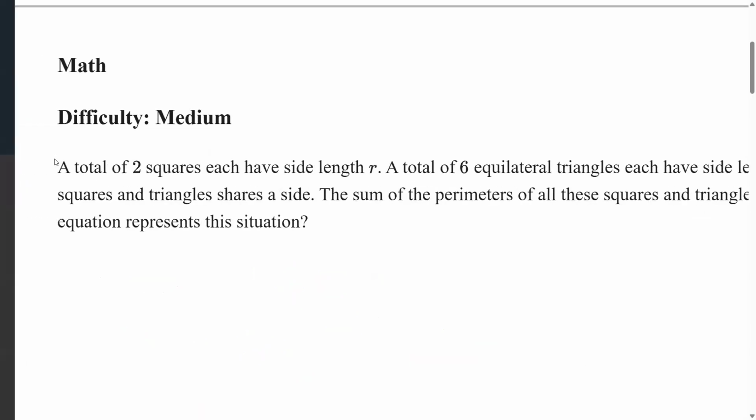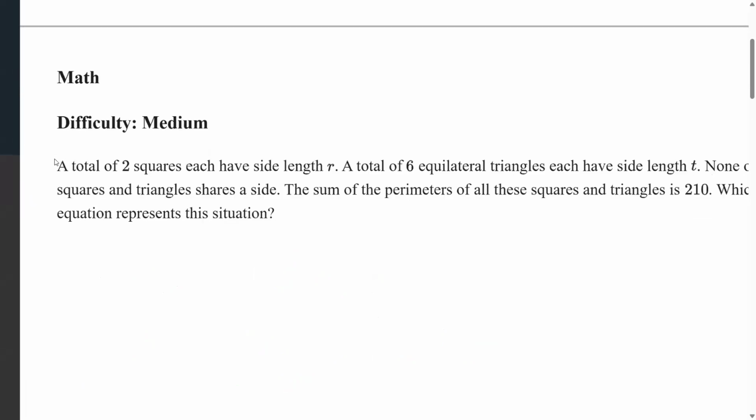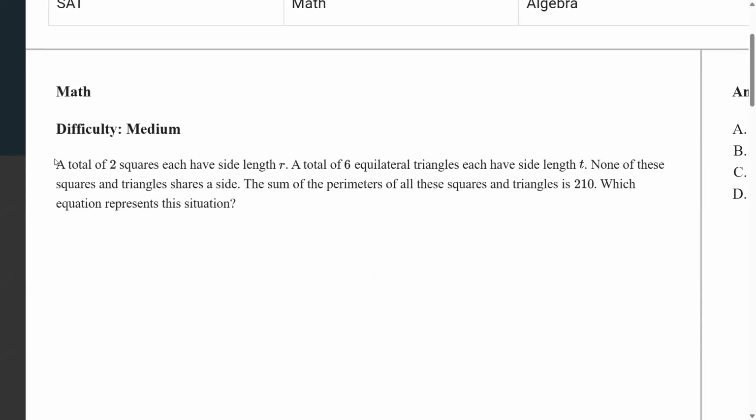A total of 2 squares each have side length r. A total of 6 equilateral triangles each have side length t. None of these squares and triangles share a side. The sum of the perimeters of all squares and triangles is 210. Which equation represents this situation?